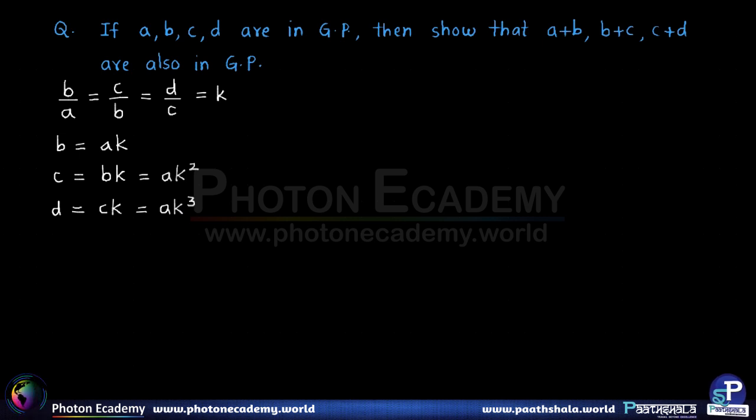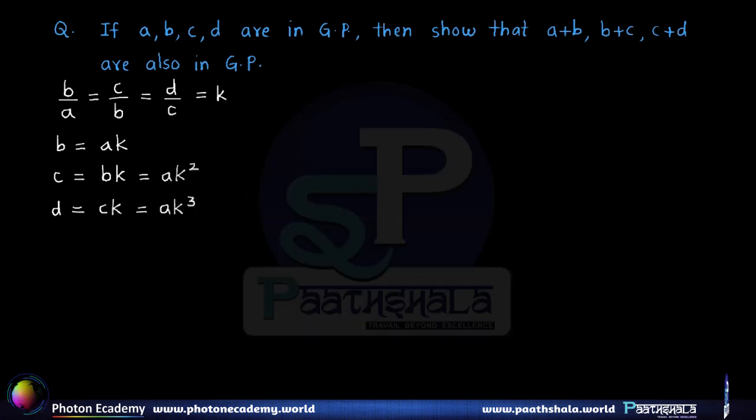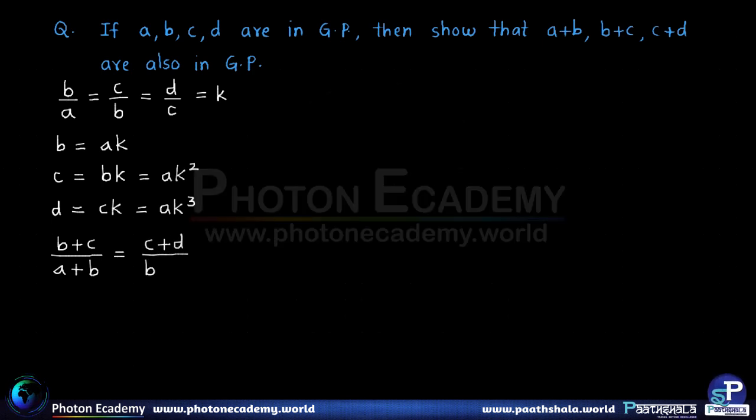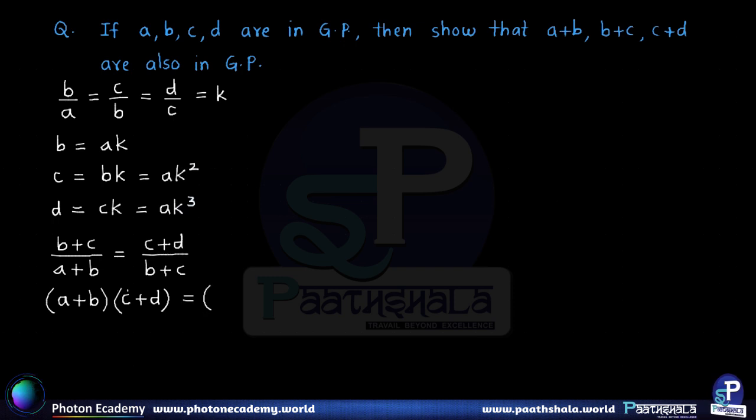Right. Now we have to show that the three terms A plus B, B plus C and C plus D are in GP. So what we have to basically show is that the ratio of B plus C to A plus B should be equal to the ratio of C plus D to B plus C. So by cross multiplying, we have to finally show that A plus B into C plus D is equal to B plus C the whole square. If we show this, then it will prove that the three given terms are in GP.